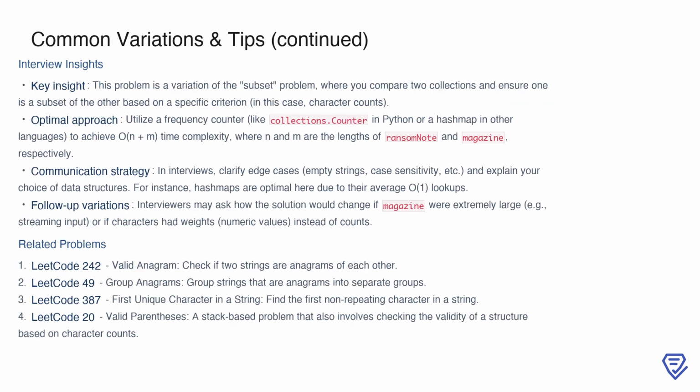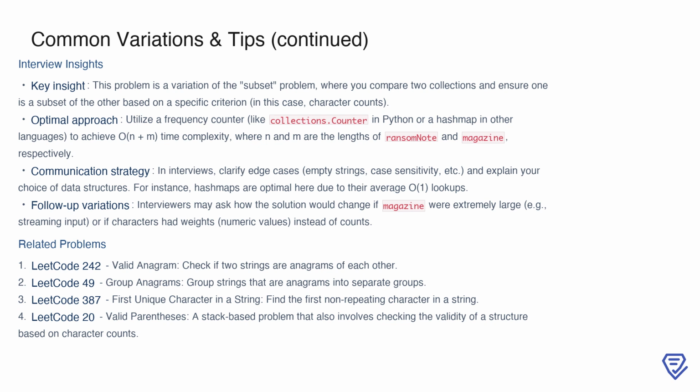Understanding the broader context of this problem can be very helpful in interviews. At its core, this problem is a variation of the subset problem, where the goal is to determine if one collection is a subset of another based on specific criteria, in this case, character counts. The optimal solution involves using a frequency counter, such as collections.Counter in Python or a hash map in other languages. This approach achieves an efficient O(N + M) time complexity, where N and M are the lengths of the Ransom Note and magazine, respectively.